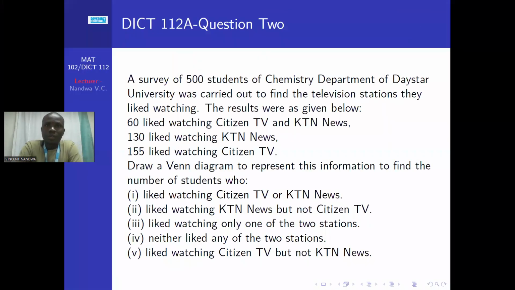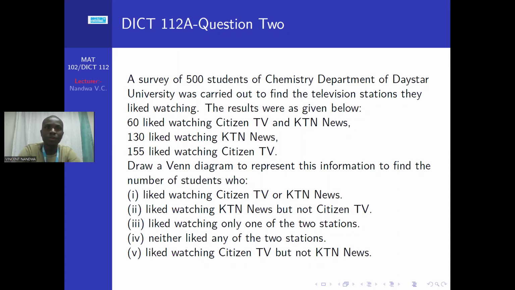The survey of 500 students was carried out to find the television station they like watching. The results were as follows. 60 liked watching Citizen TV and KTN News. 130 liked watching KTN News. 155 liked watching Citizen TV.